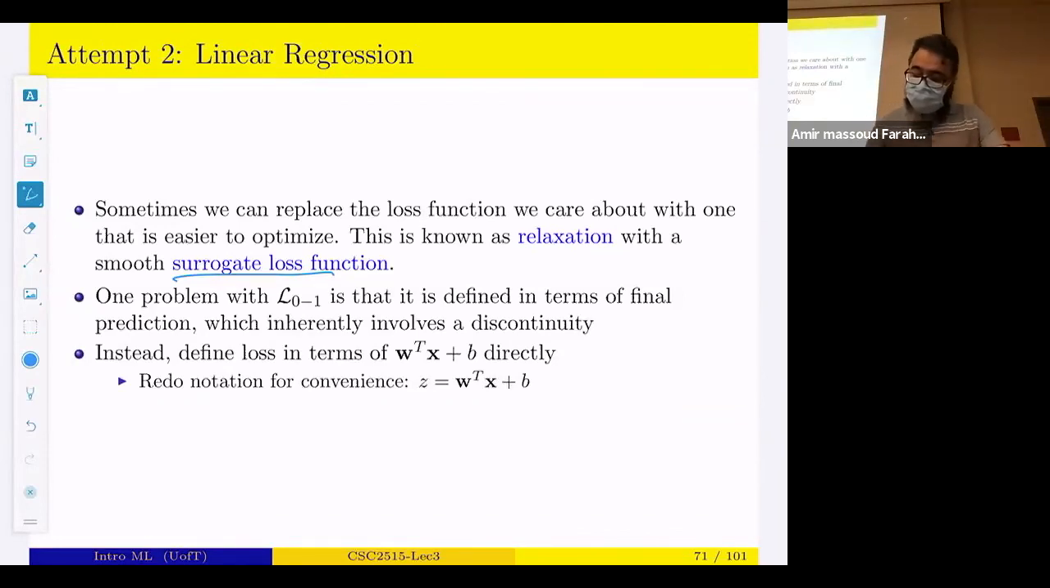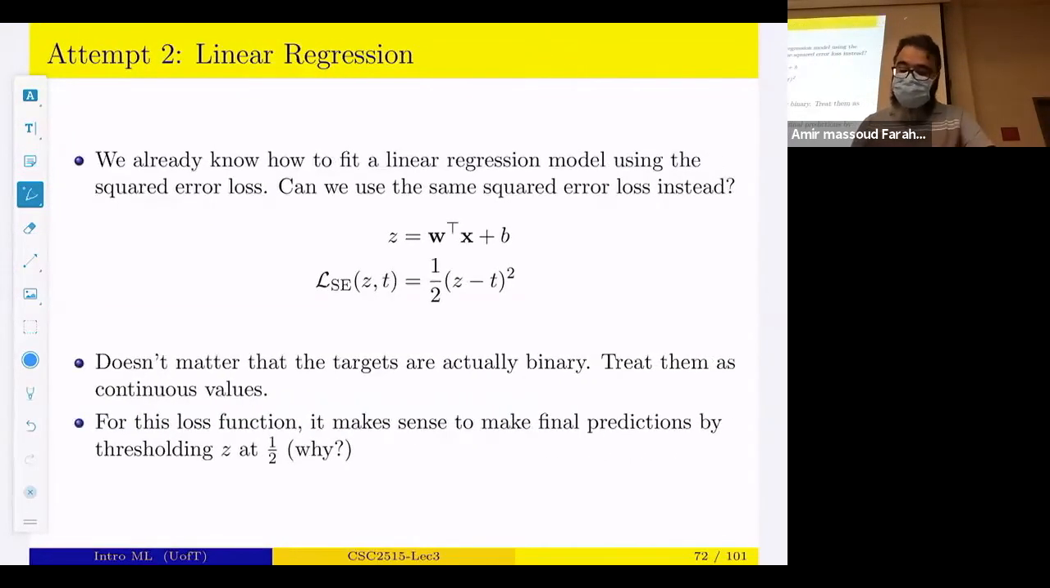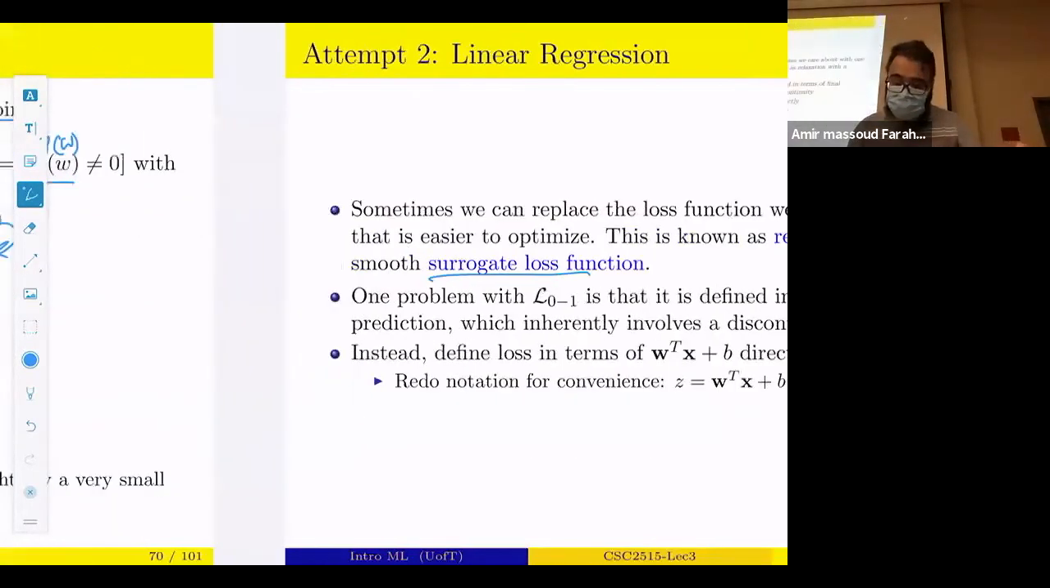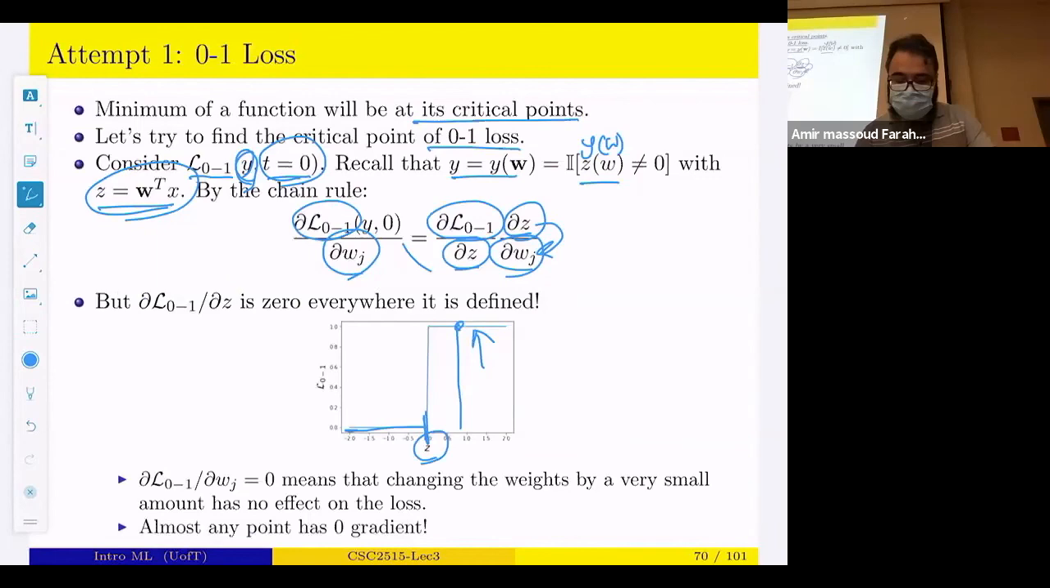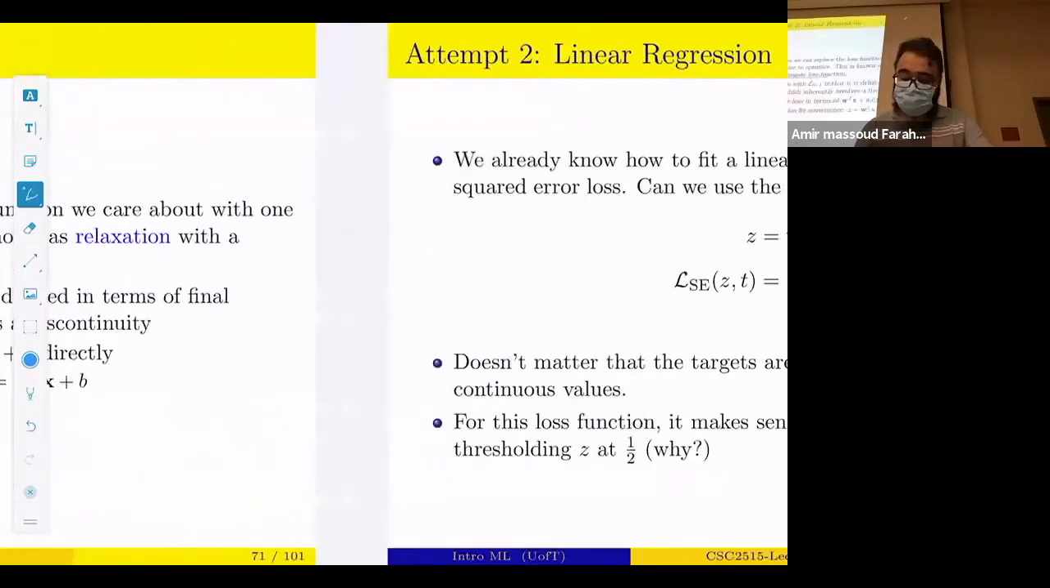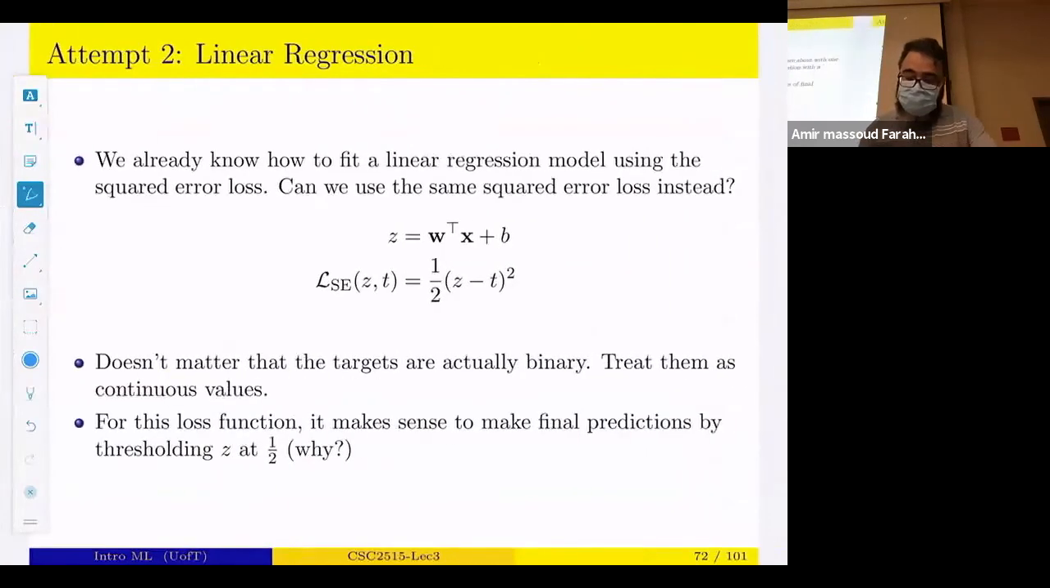Okay, so let's try to find some loss functions. That was our first attempt. This is attempt 1, which wasn't successful. Let's go to another attempt, where we do something like linear regression. Okay, it takes a while for you to get up.